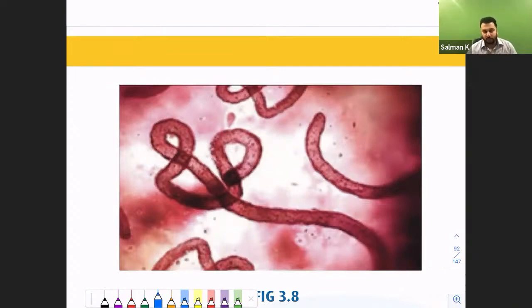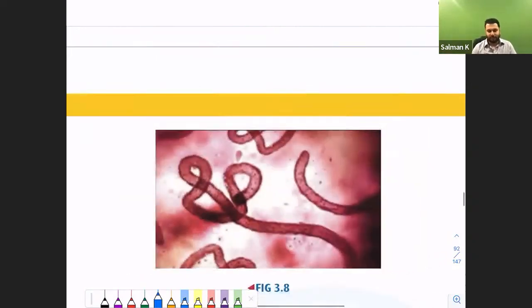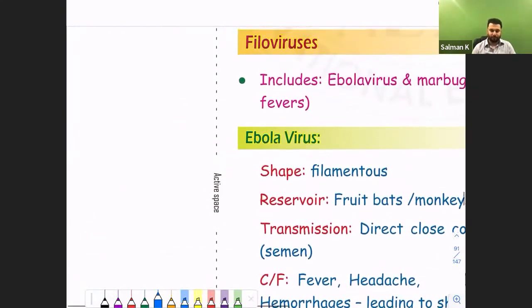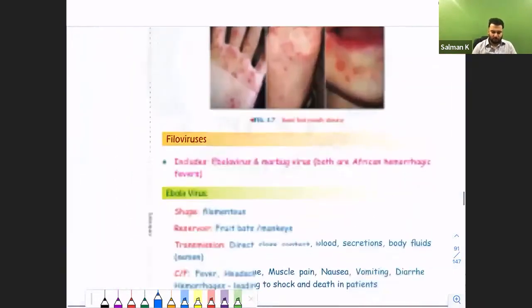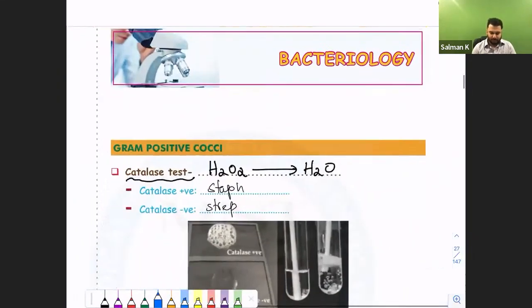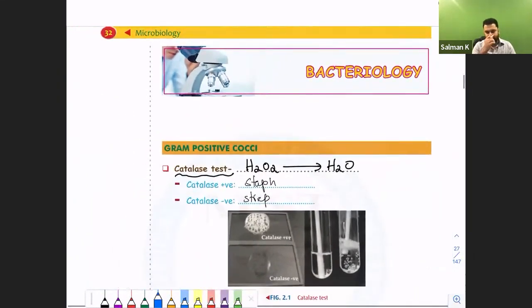So now this is the Ebola virus. Very less likely to be asked. Again, just the picture I'm showing you. This picture should be in your head if they ask you, this is Ebola virus. Okay, so that's your virology section, guys. Next is the bacteriology part. Okay, next one, it is the bacteriology part.